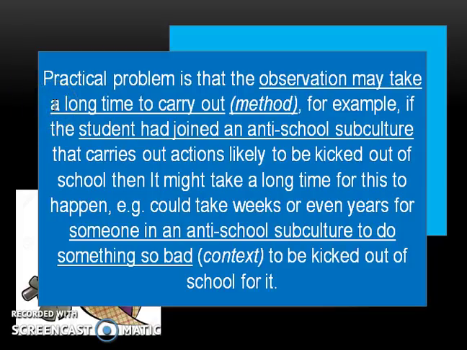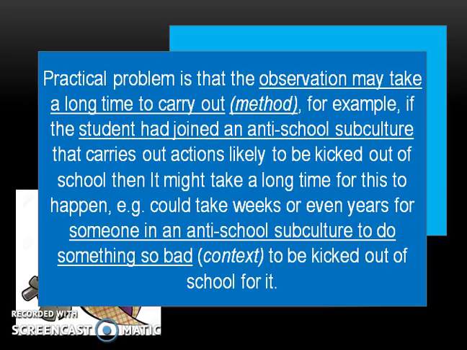For example, the student had joined an anti-school subculture that carries out actions likely to be kicked out of school, then it might take a long time for this to happen. It could take weeks or even years for somebody in an anti-school subculture to do something so bad to be kicked out of school for it.